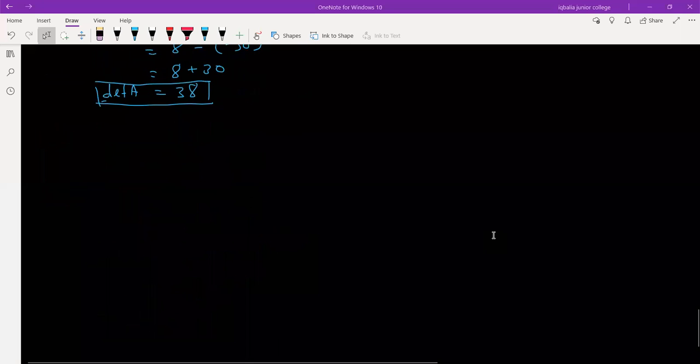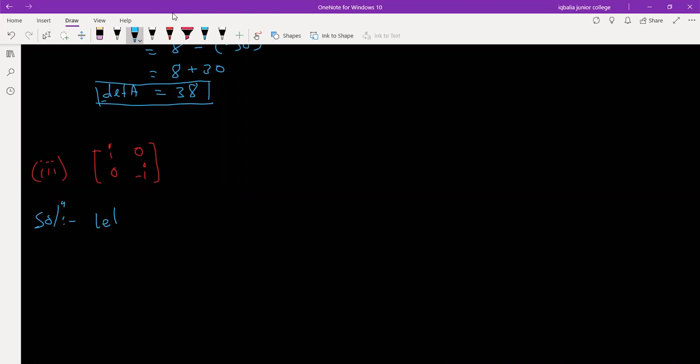Okay, now see the third question. The third question is i, 0, 0, minus i. So this is also a simple question. Let's solve it together. Let that matrix be named A. A is equal to i, 0, 0, minus i.